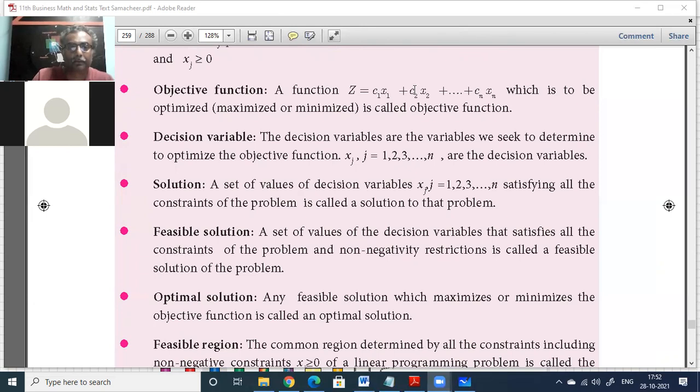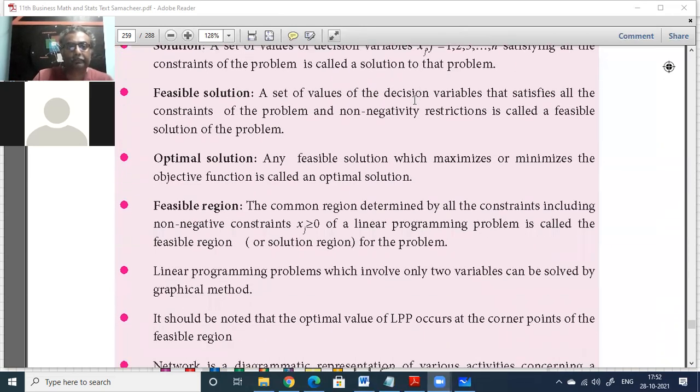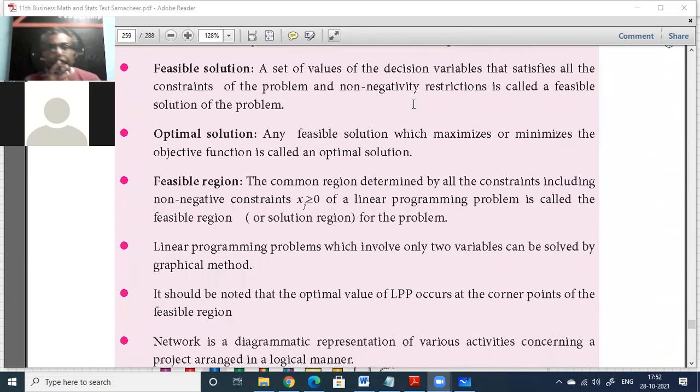Feasible region. The common region determined by all the constraints, including the non-negative constraints xj greater than or equal to 0, of a linear programming problem is called the feasible region or solution region for the problem. Inside the solution region, there will be some extreme points that will be the optimal solution, so you have to find those out.